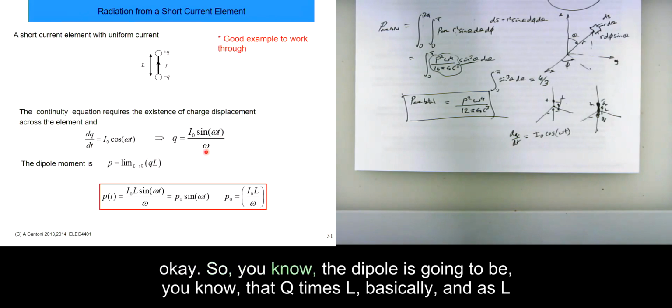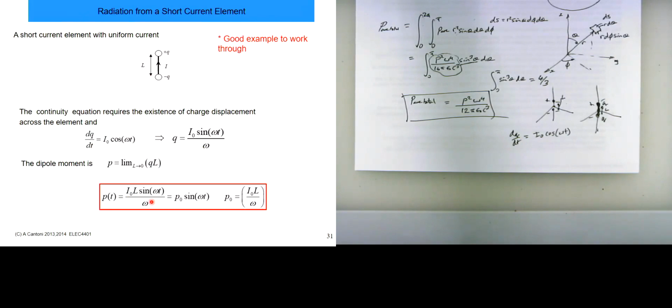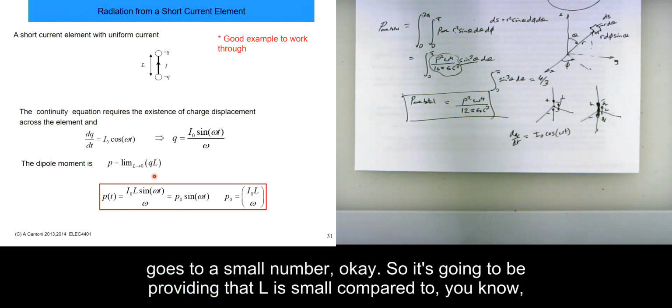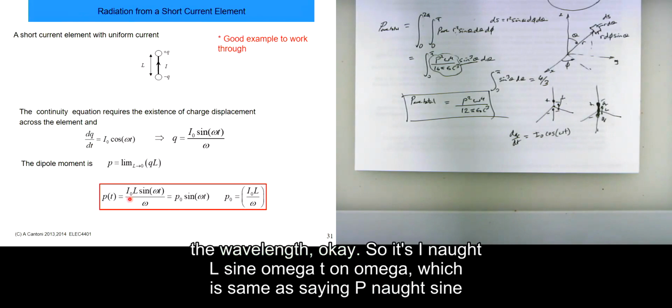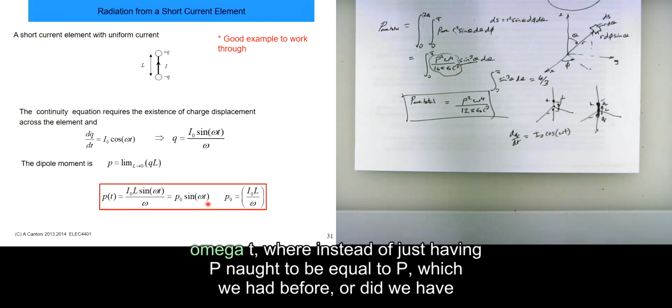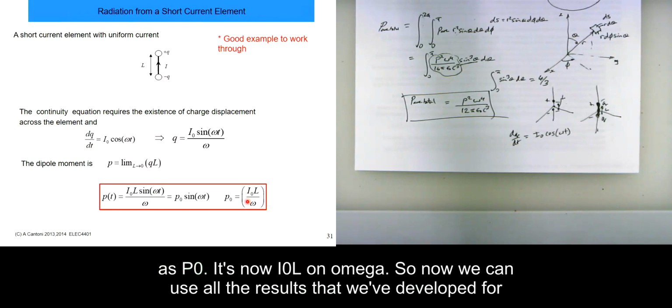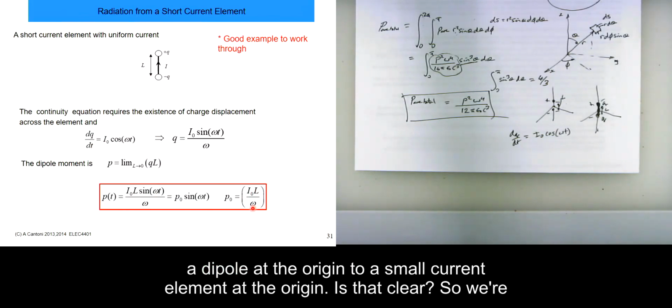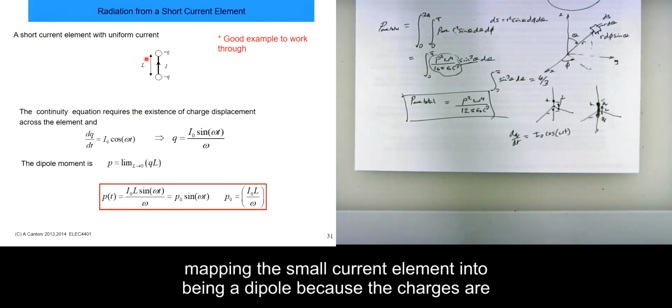So the dipole moment is going to be that q times L, providing that L is small compared to the wavelength. So it's I naught L sine omega t on omega, which is the same as saying P naught sine omega t, where P naught is now I naught L on omega. Now we can use all the results that we've developed for a dipole at the origin for a small current element at the origin. Is that clear? So we're mapping the small current element into being a dipole.